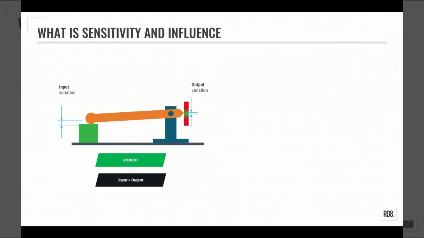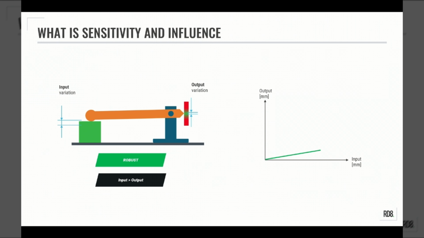In a robust design, the system is intentionally built to absorb or dampen variations in the input. So, when the height of the green box changes the same as before, the orange lever still moves, but not as much. The output is less sensitive to the input variation. The design doesn't eliminate variation entirely, but it minimizes its impact. The result is a more stable and predictable output, even when the input fluctuates.